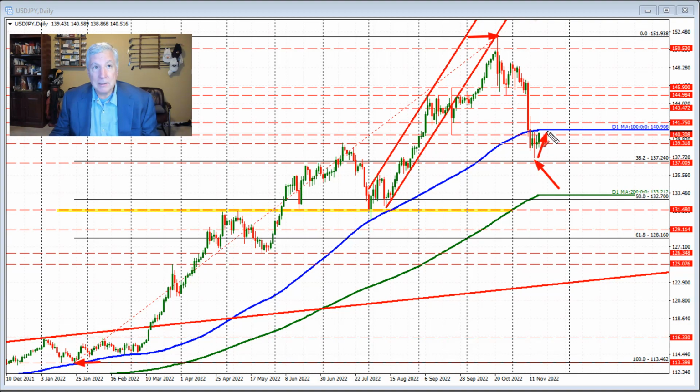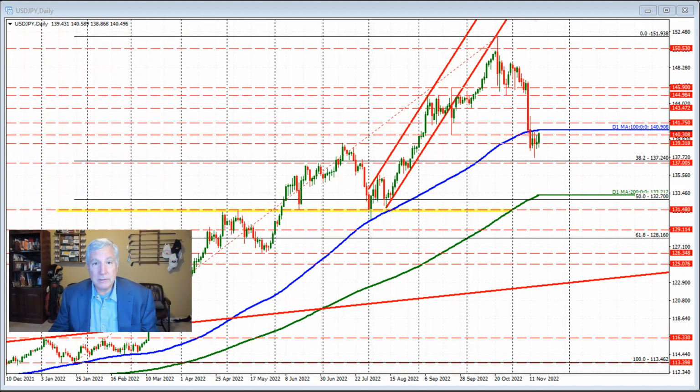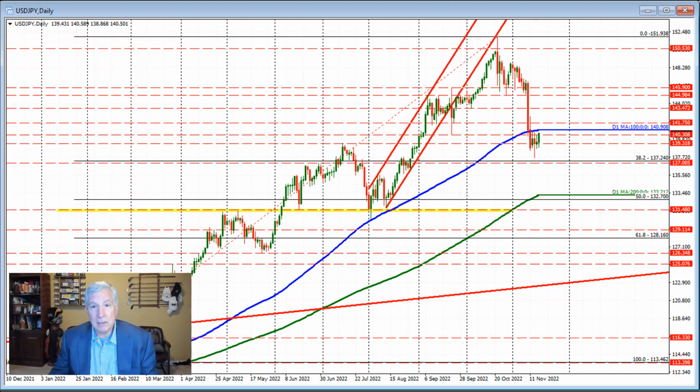So the bias is more to the upside, but we need to get above that 100-day moving average. It's just the way it is, folks. Let's take a look at the sterling versus US dollar.